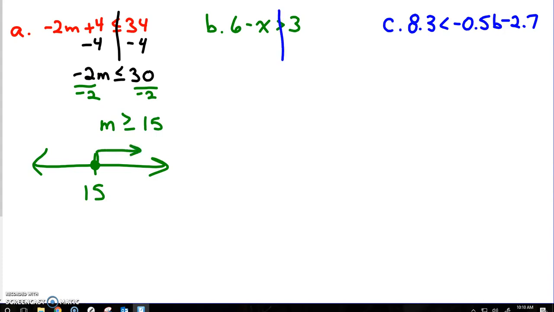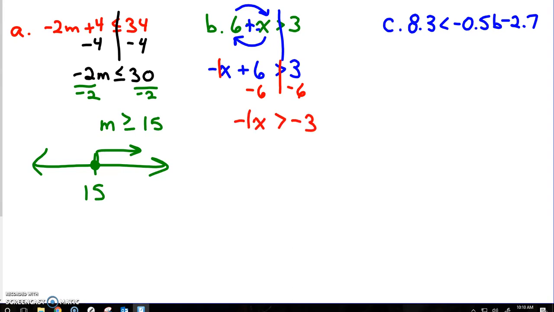Let's try this one. For this one, sometimes kids don't like it because they want to have the variable in front. That's okay. If you want to move the variable to the front, we can do that as long as it's addition, the commutative property of addition. So we would say plus negative x. Now it's negative x plus 6 is greater than 3. And a lot of people forget that's a negative 1 there. So now we can subtract 6 on both sides. I get negative 3 and negative 1x.